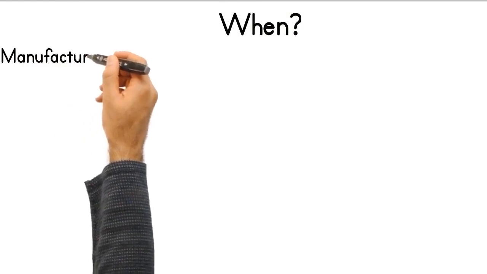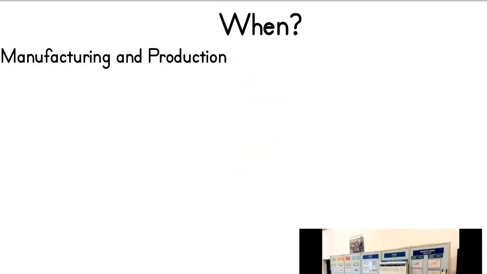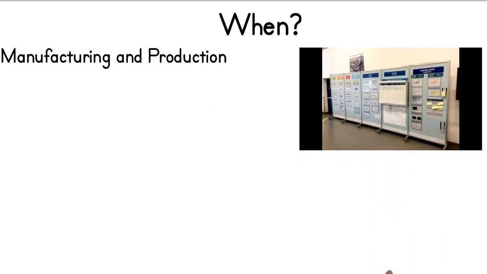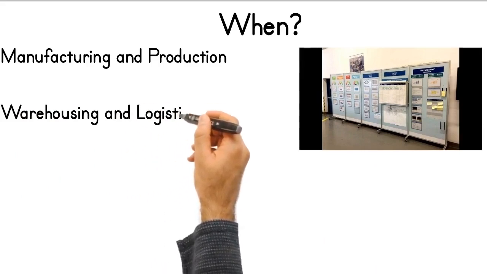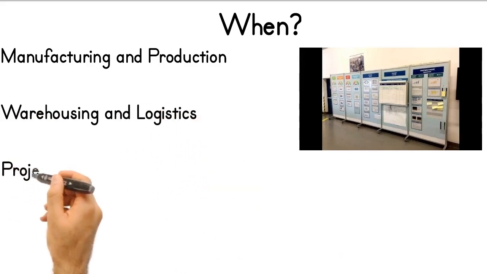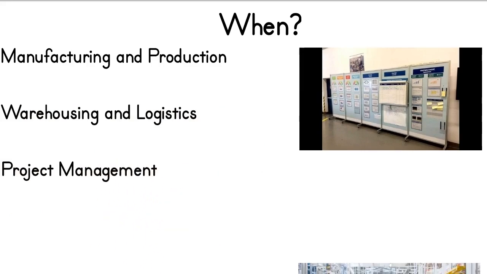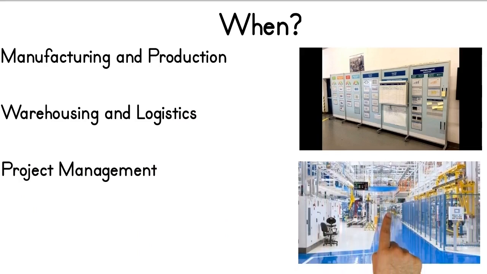Visual management is used in environments where clear communication is crucial for operational success, such as manufacturing and production, to track assembly lines, inventory, machine performance, and safety procedures. Warehousing and logistics, to monitor stock levels, deliveries, and order processing. Project management, to track task status, timelines, and milestones in projects.